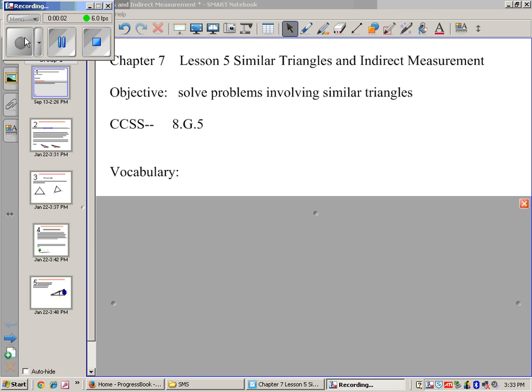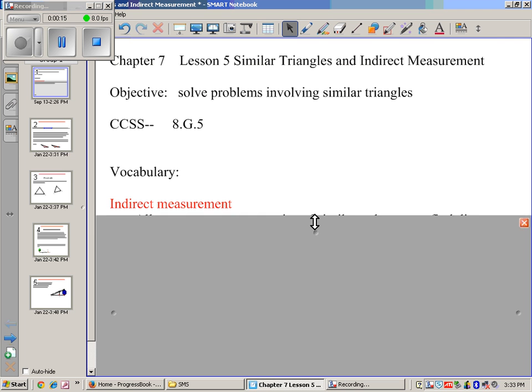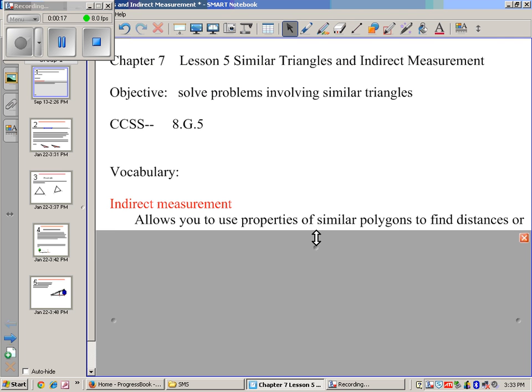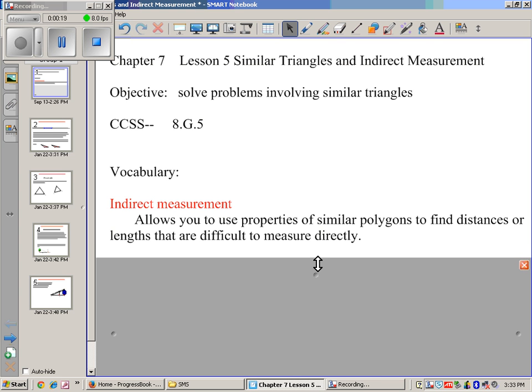Okay, welcome to Chapter 7, Lesson 5, Similar Triangles and Indirect Measurement. Our learning target or objective for this lesson is to solve problems involving similar triangles. We do have one vocabulary word for this one, which is indirect measurement. An indirect measurement allows you to use properties of similar polygons to find distances or lengths that are difficult to measure directly. And once again, you may pause the video to write down the definition as we proceed to our second slide.